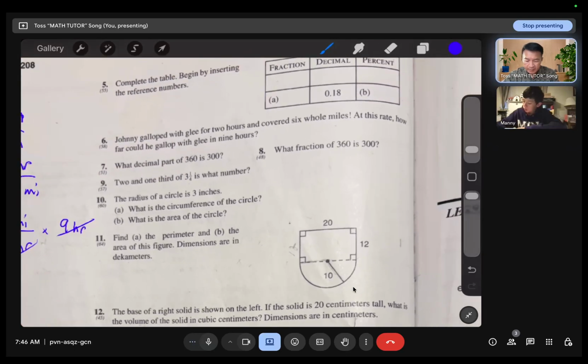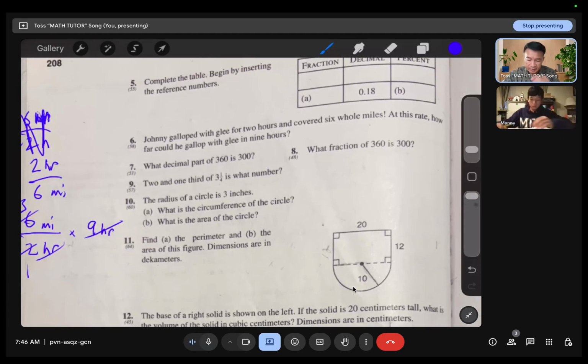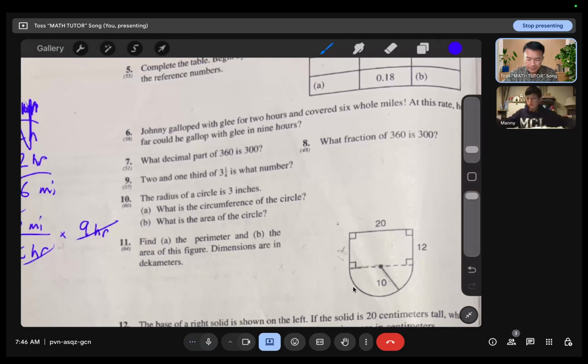Nice. Okay, 7. I think you're okay with this. What decimal part? Could you tell me the equation your teacher wants you to set up for 7?